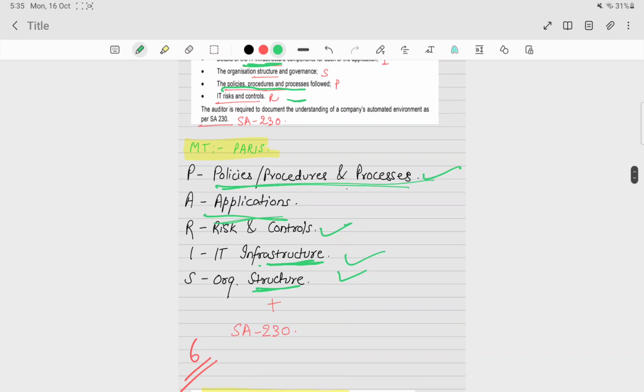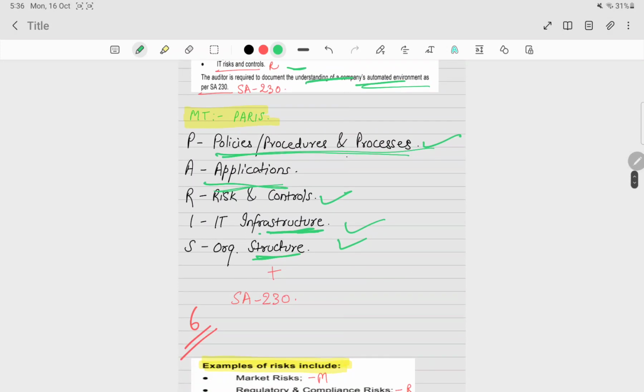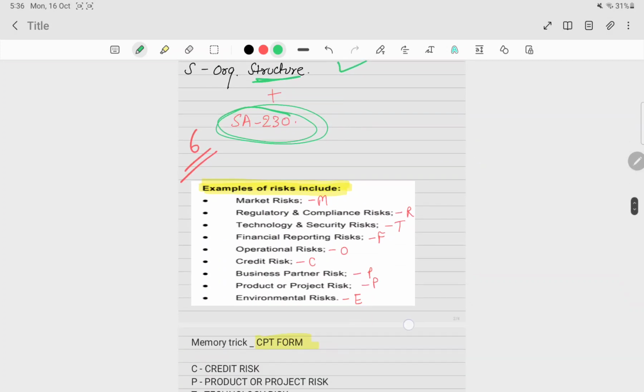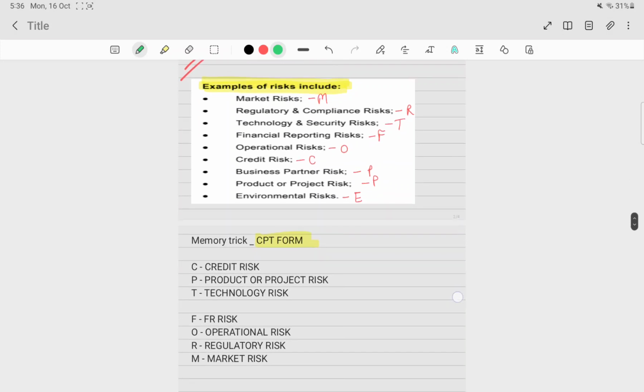And also in our attempt also, May 22, one question has come. Auditor is required to document the understanding of company as per SA 230. So as per which SA? SA 230. Documentation always goes in SA 230. Now when we come to the 6th question, this is examples of risk include. So it is basically the types of risk which you have to remember. So this is also a direct question.